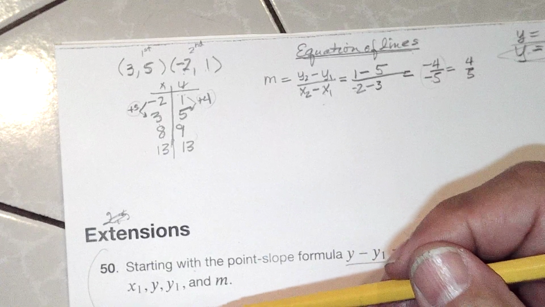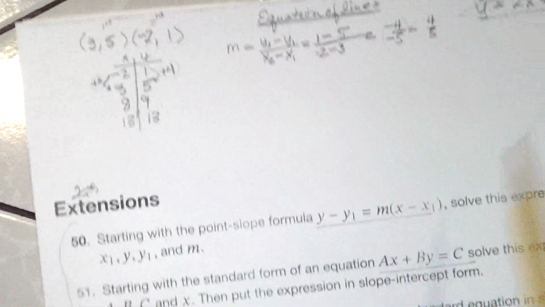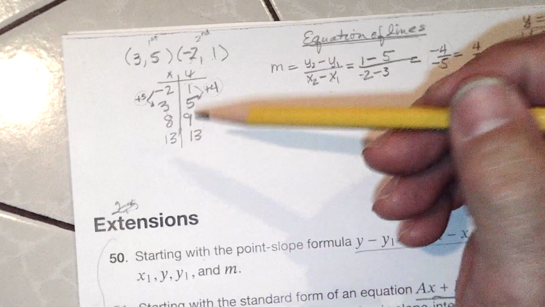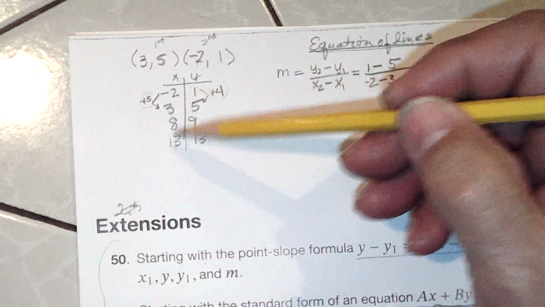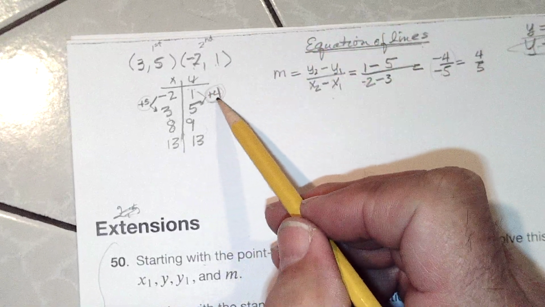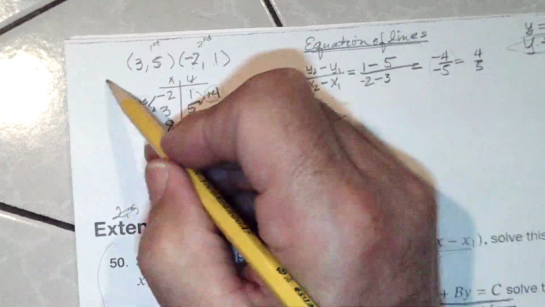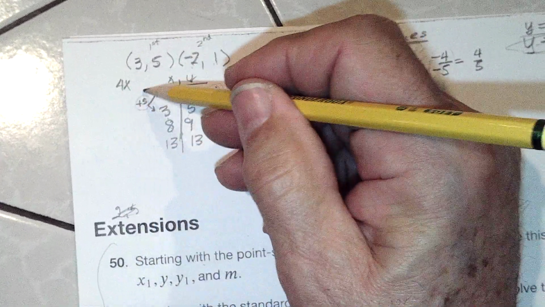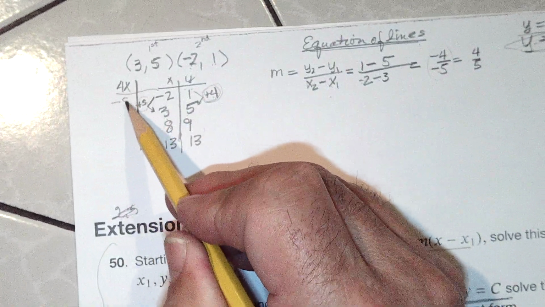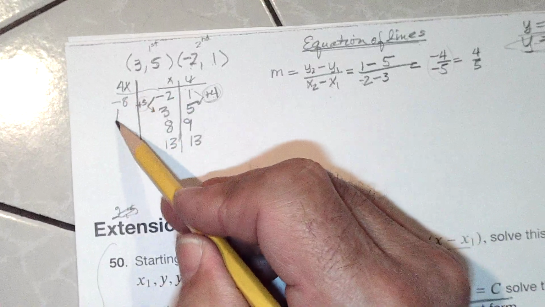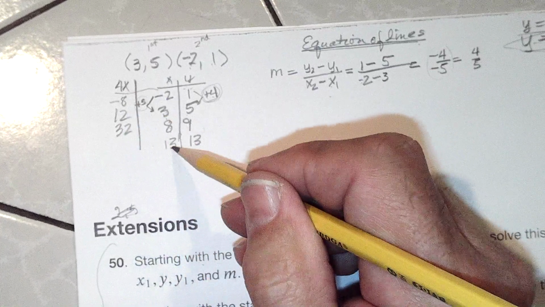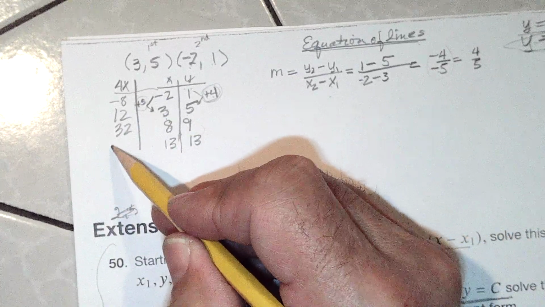Okay, now, what happens in an equation like this? What's going on? Well, you can see this side is going up by 5, this side's going up by 4. If I take this one, the plus 4 times the x numbers, 4 times negative 2 is negative 8, 4 times 3 is 12, 4 times 8 is 32, 4 times 13 is 52.